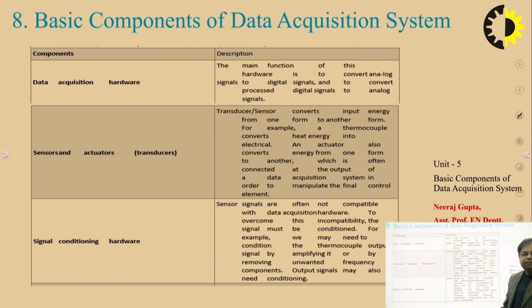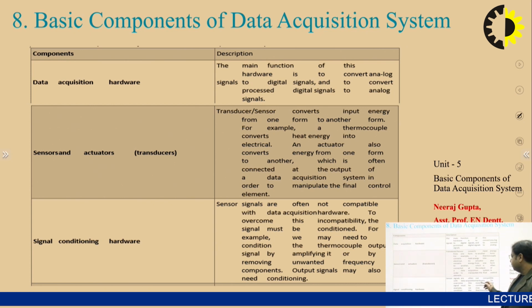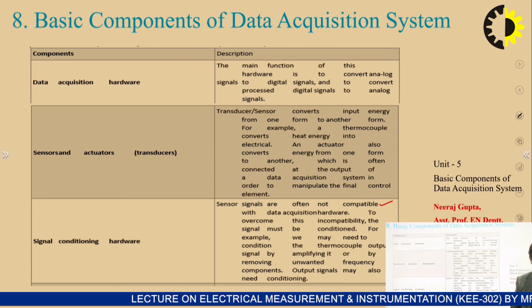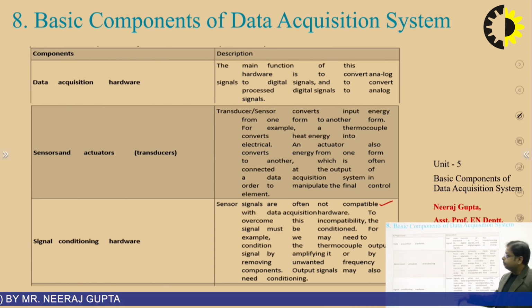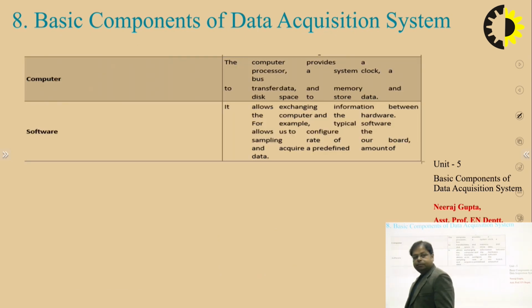Then signal conditioning hardware. Sensor signals are often not compatible with the data acquisition hardware. To overcome this incompatibility, the signal must be conditioned first. For example, we may need to condition the thermocouple output signal by simply amplifying it or by removing unwanted frequency components. The output signal may also require conditioning. So these are the descriptions of these components.